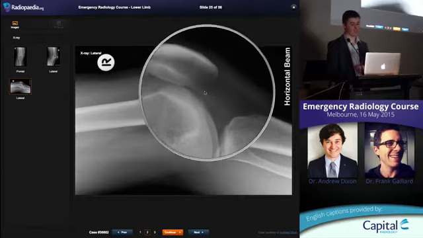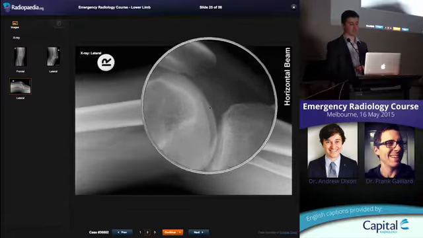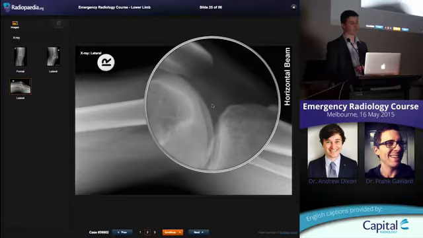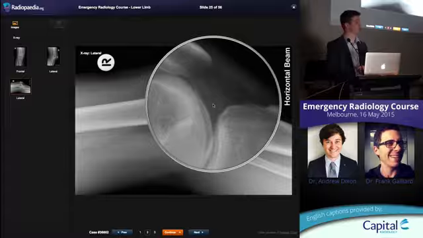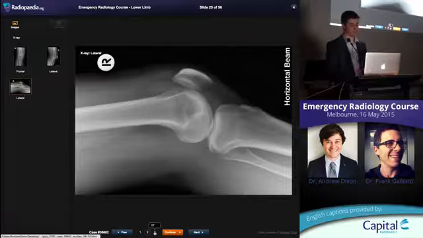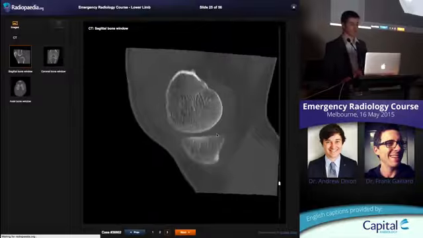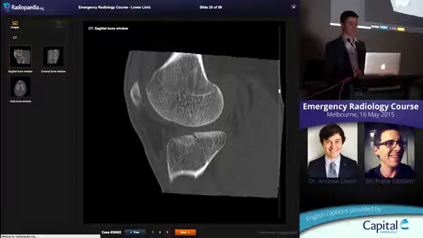You can see Hoffa's fat pad here, nice low density anteriorly, but it's looking a little bit fluid density in the deeper portions of that fat pad. So we're suspecting there's been an injury within the knee. We go on and we get a CT, and we confirm that there is indeed an intra-articular fracture that we weren't spotting on our plain film.